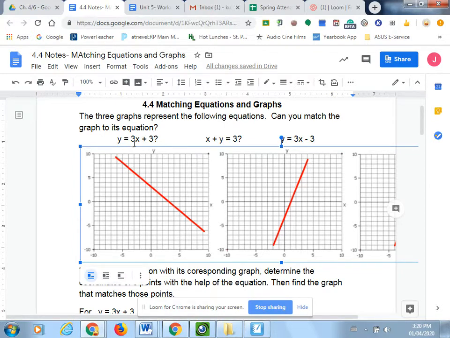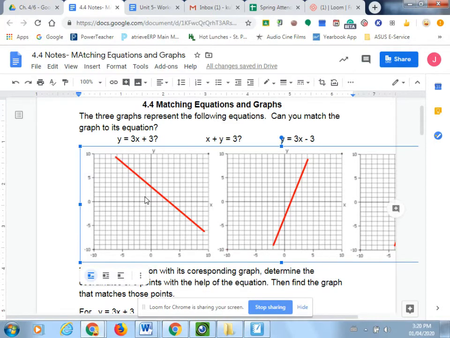Is it true? If I replace the x with 0, 3 times 0 is 0, 0 plus 3 is 3. That is correct. Would it work if I chose a different point? If I chose a point right here, x is 2 and y is 1, so 2 over and 1 up. Does 3 times 2 plus 3 equal 1? No, so it does not match.